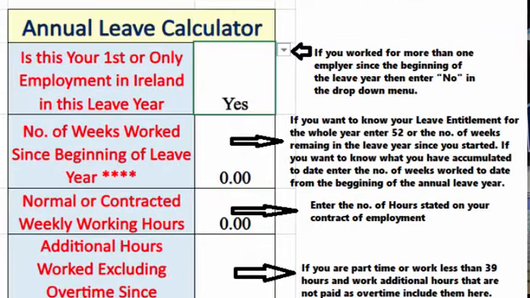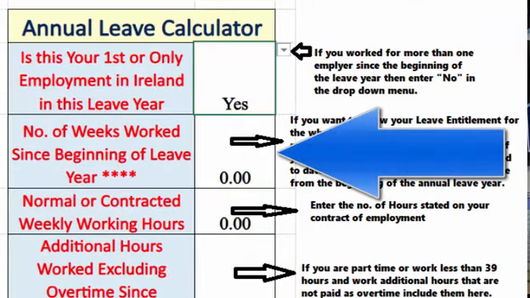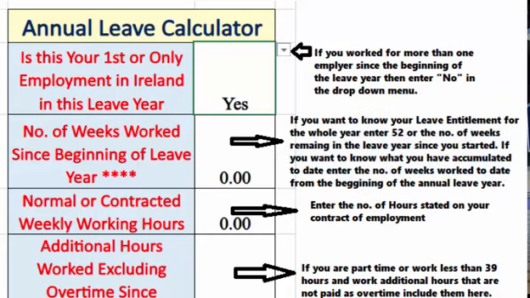If you start a job in August, for instance, and the number of weeks left until the end of the year is 20, then enter 20. You will not be able to use this facility if you do not know the number of hours you will have worked by the end of the year.